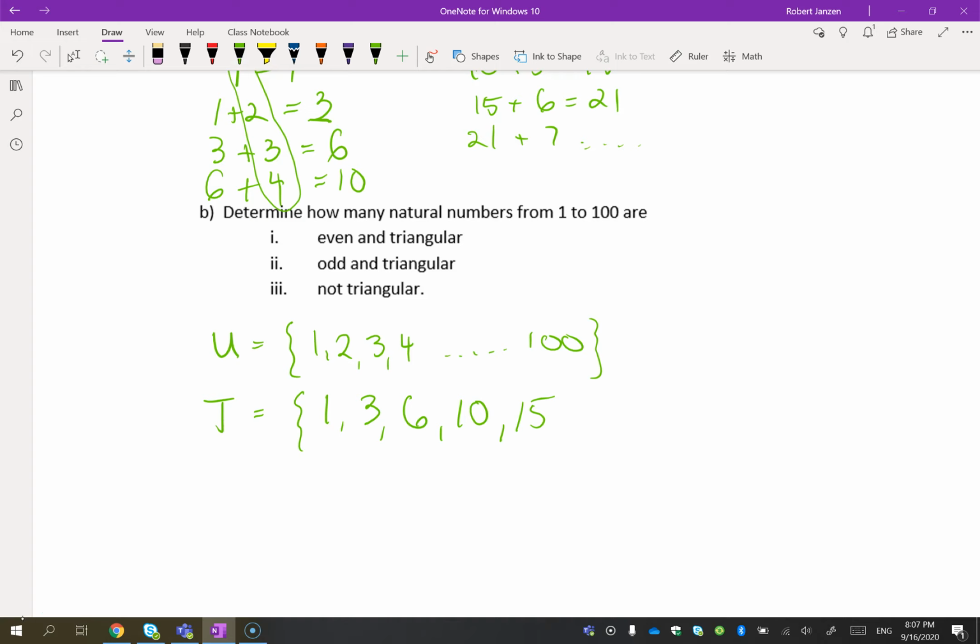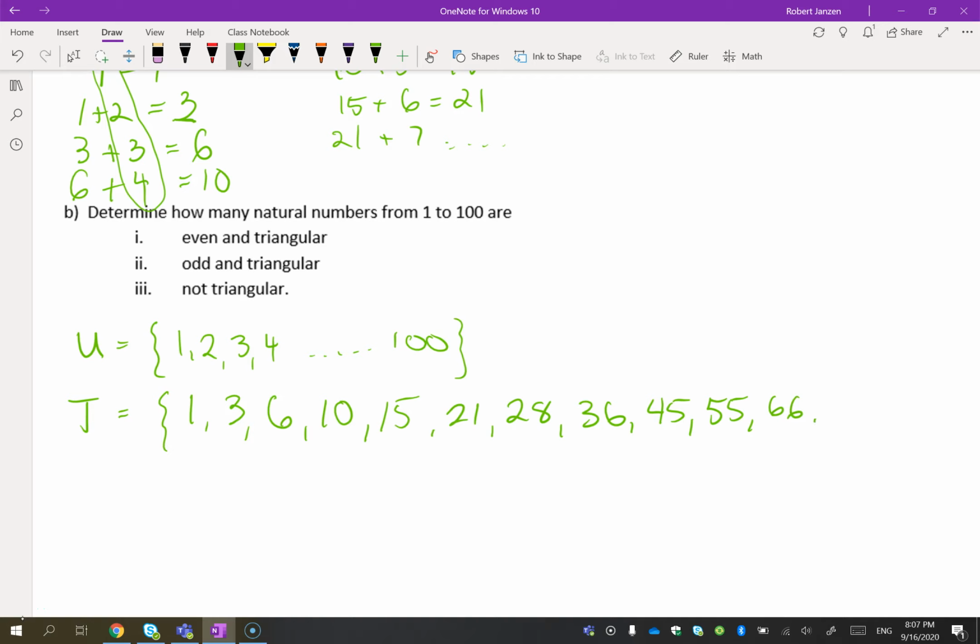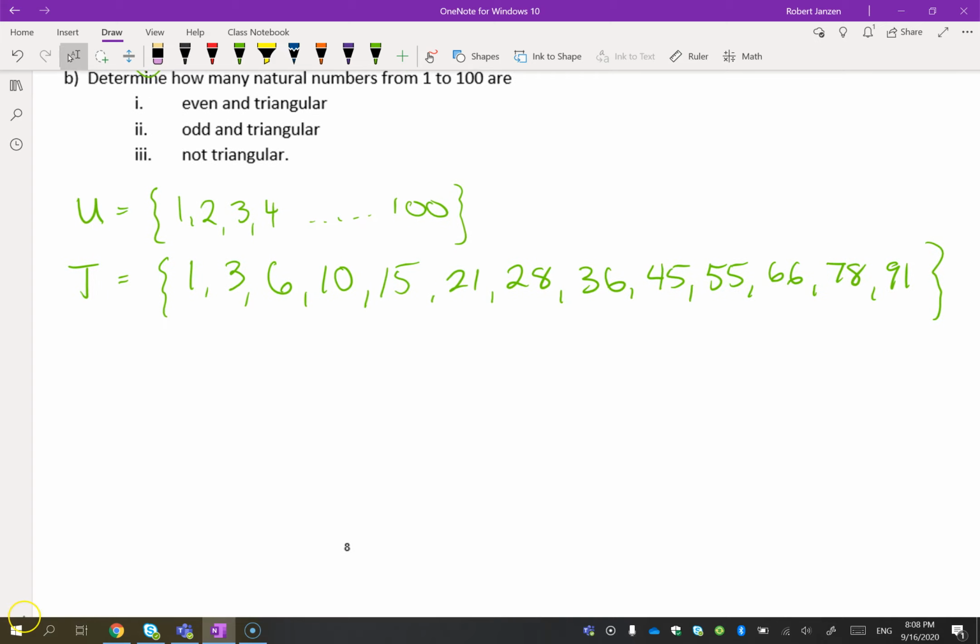Well, maybe this time we need to write them all because I don't really know what this pattern is. So we'd go 21, add 7, add 8, add 9, add 10, add 11, add 12, add 13, and then we're done. Now here's another little bit of new notation. The number in the set T is 13. So in this case, n refers to the number of elements in T.